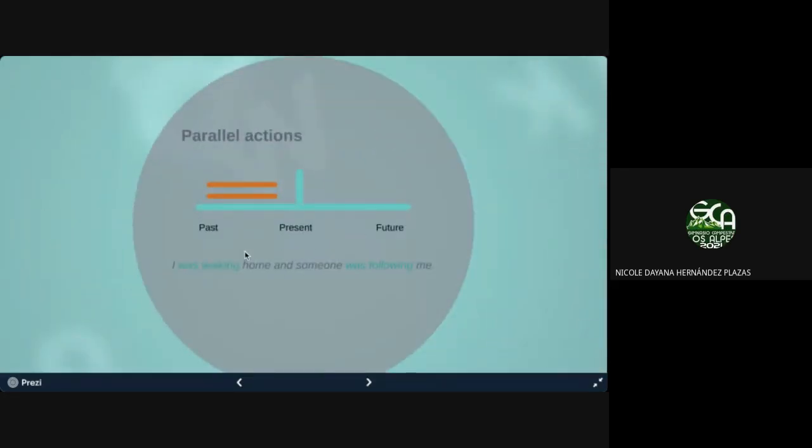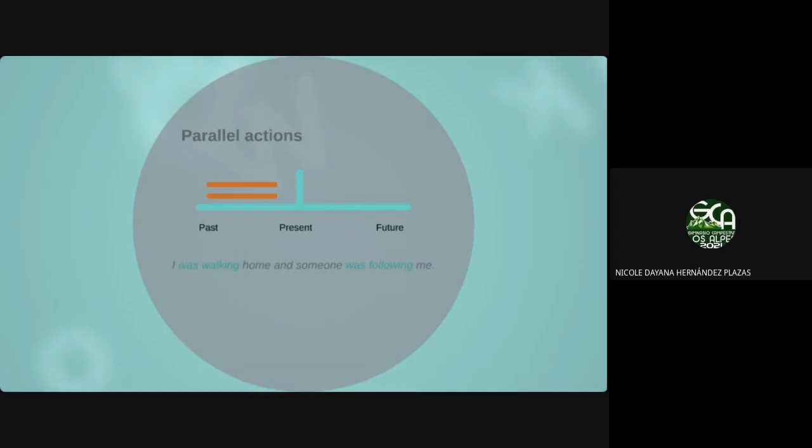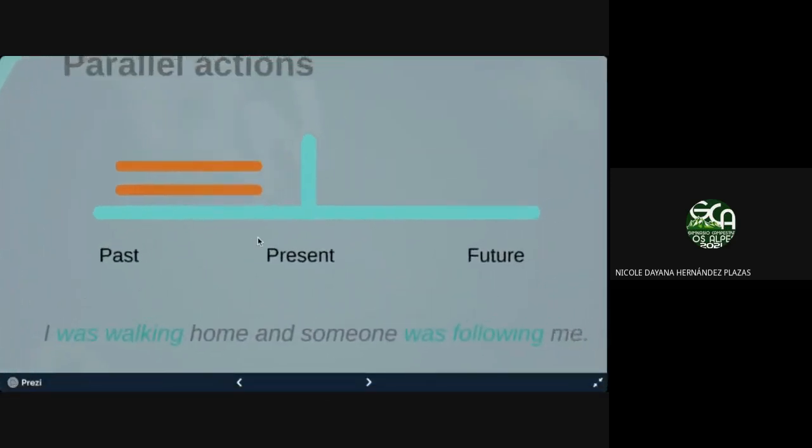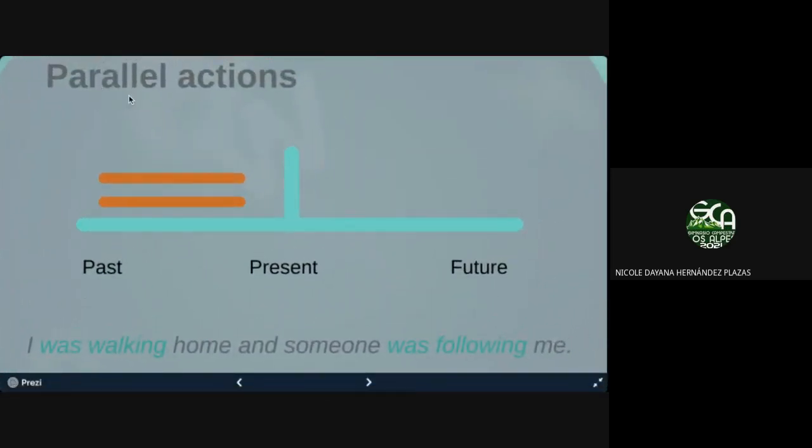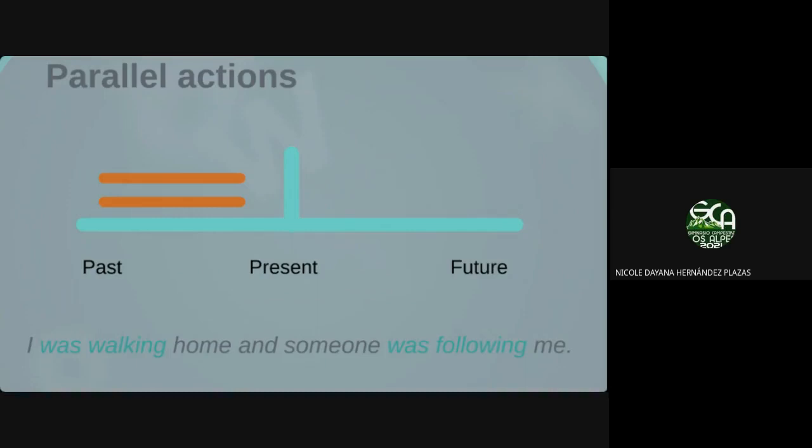When you are talking about past simple and past continuous, you may have also this chance: parallel actions. What is the meaning of parallel? Paralelas. And what happens when you have two parallel actions? Those are two actions that are happening at the same time. Pilas con esto, mis amores.